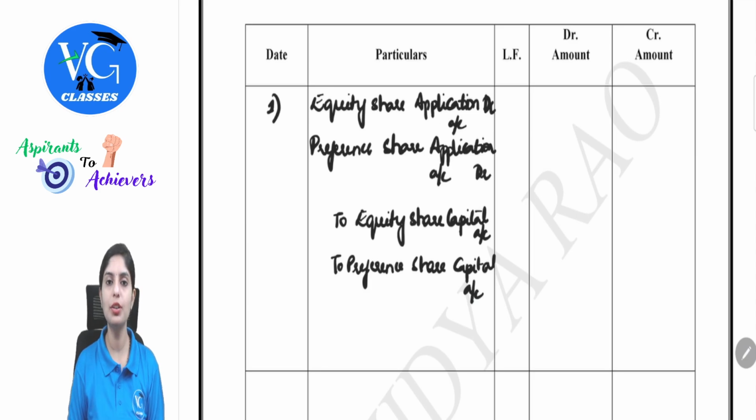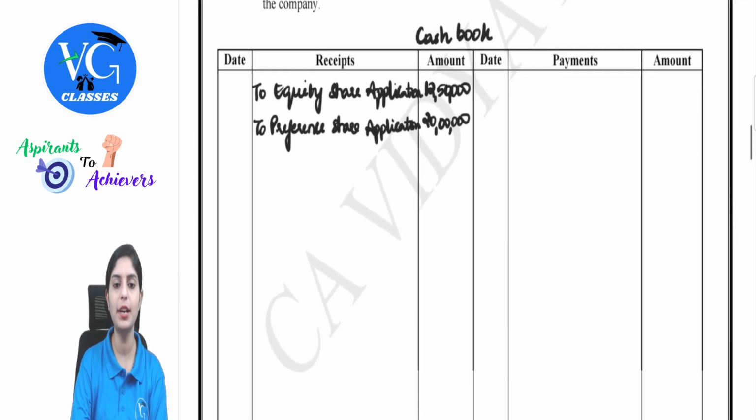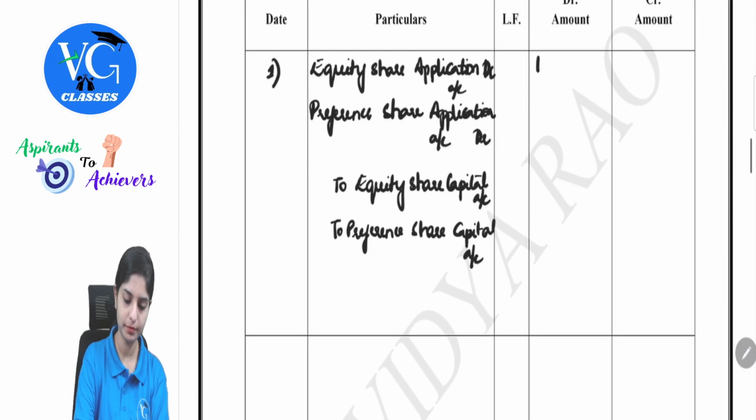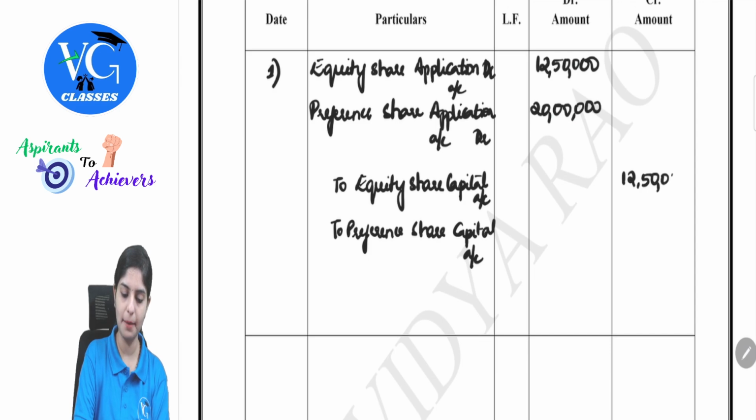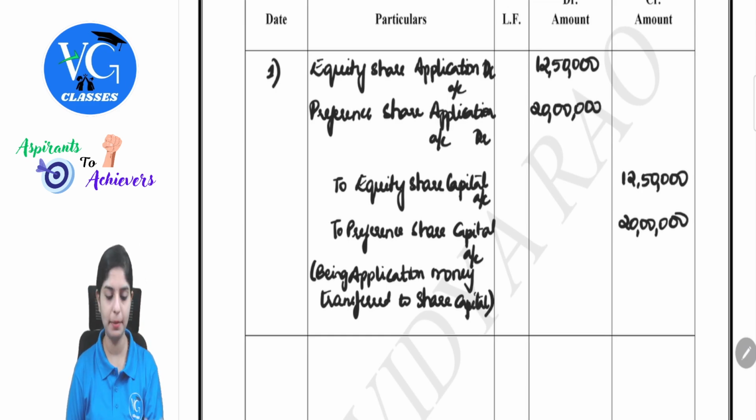I hope all of you understood what we did. So equity share application is how much? 12 lakh 50,000 and 20 lakh. So 12 lakh 50,000 for equity share application, 20 lakh for preference, being application money transferred to share capital. So we have completed the entries with respect to application.